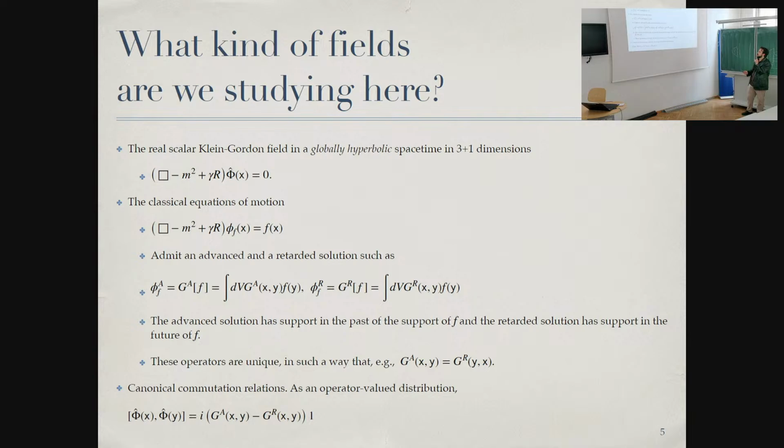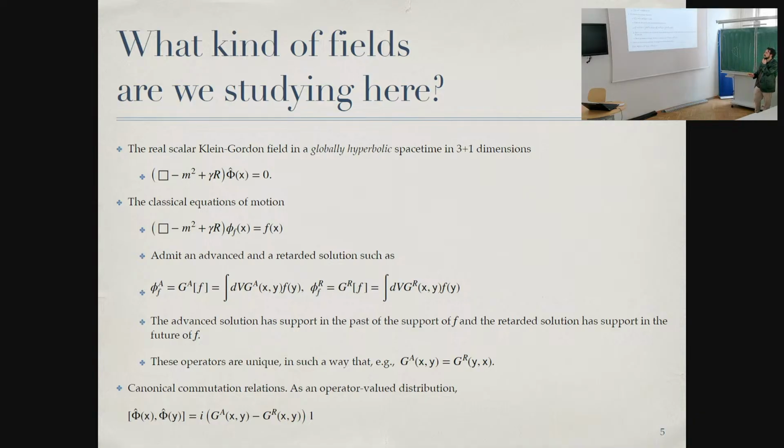kernel of this form, and the advanced solution is the unique solution to this equation whose support lies entirely on the past of the support of f, and similarly, the retarded solution is a map that takes any function and takes it to a solution of this equation such that the support of this solution is in the causal future of the support of the function f. Also, these operators are related in such a way that inverting the arguments inverts whether you have the retarded or the advanced solution.